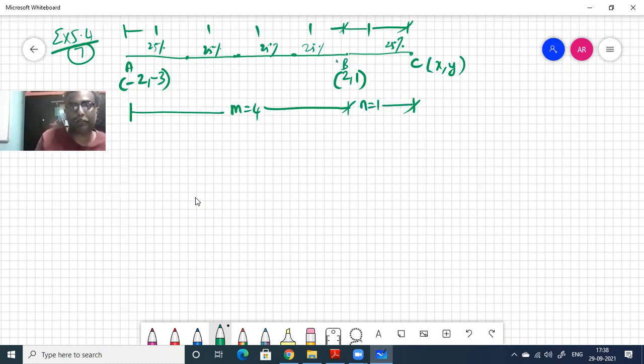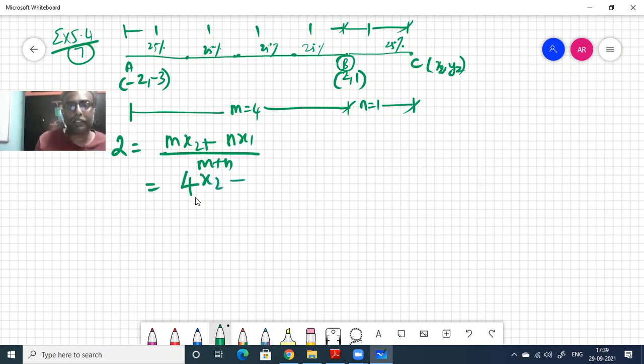This is the dividing point. So for the dividing point, this is X and this is Y. So 2 is equal to M into X2 plus N into X1 divided by M plus N. Let us keep it X2, Y2. Here M is what? 4 times. Any doubts? M is 4 times, and X2 we don't know, so we put X2. N is 1 time. What is X1? X1 is -2, between the 2 points A and C.